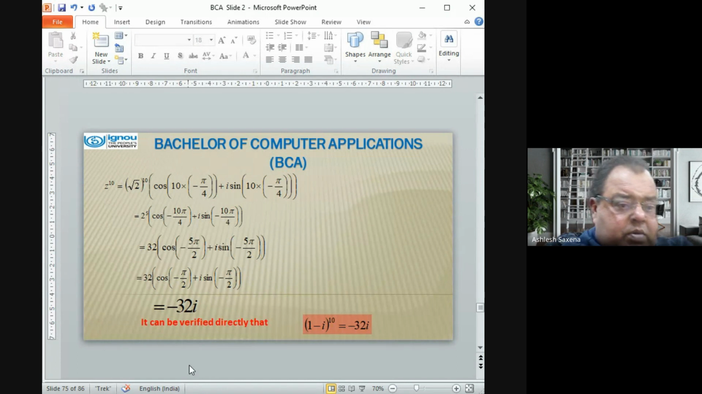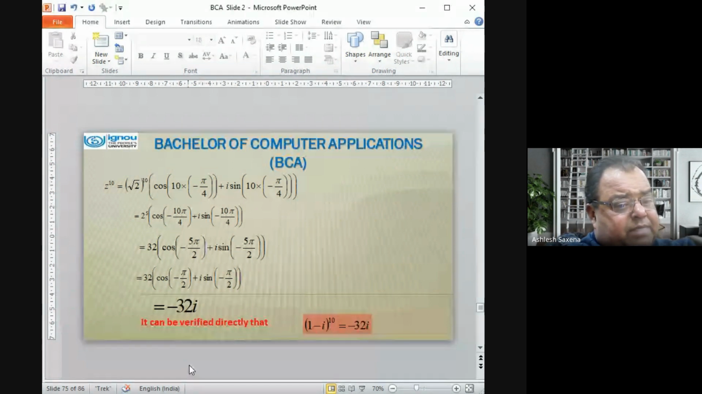See how it will transform? Cos minus 5 pi by 2 will be reduced to cos minus pi by 2, and similarly sin minus 5 pi by 2 will be reduced to sin minus pi by 2.